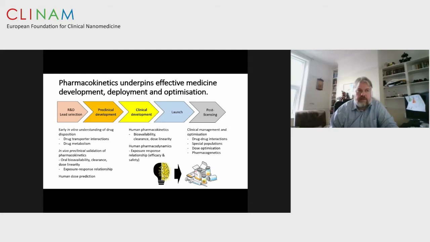After a drug is launched, it's quite common for understanding of pharmacokinetics to continue to develop. We'll be starting to think about clinical management and optimization of therapies. We'll be thinking about drug-drug interactions and which drugs can be given together in certain situations. We'll be thinking about how pharmacokinetics changes in different populations, so during pregnancy or in pediatric patients. There may be a requirement for dose optimization post-marketing. And we also use pharmacokinetics to understand variability in populations, such as variability that comes from genetic factors which predispose certain enzymes or transporter systems.